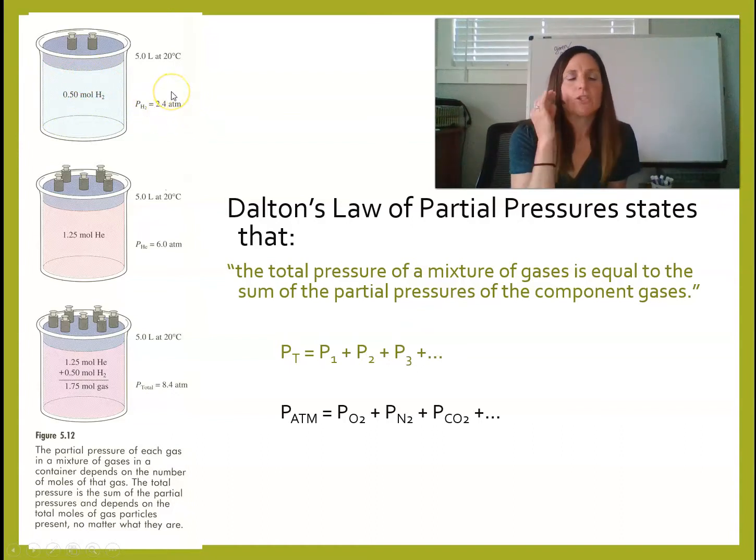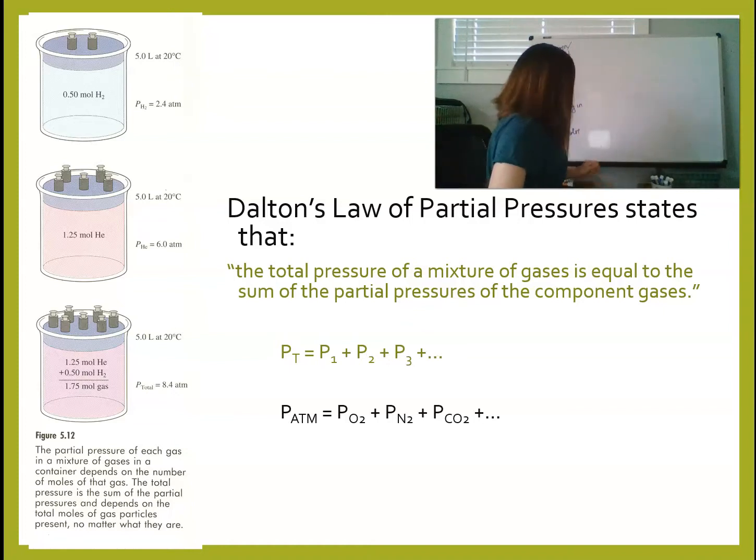So the only things that are changing are how many moles are in the container and what pressure that exhibits. So we start out with the partial pressure for hydrogen. 0.5 moles of hydrogen creates a pressure of 2.4 atmospheres. For helium, 1.25 moles creates a pressure of 6 atmospheres. Now here's where Dalton's law comes in. If we add the two amounts of gas, the helium and the hydrogen, together in this container, and we keep it at 5 liters and 20 degrees Celsius, we keep that constant, the total pressure is going to be equal to 8.4.